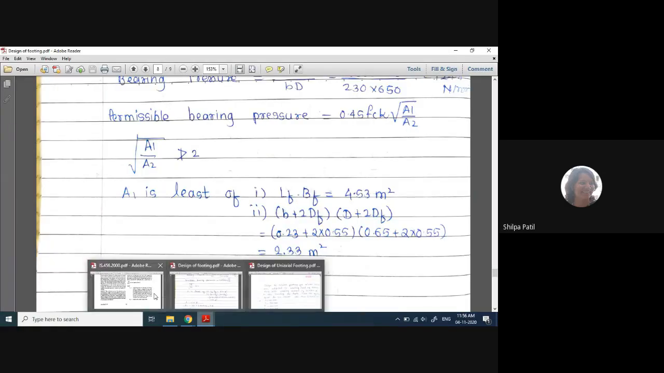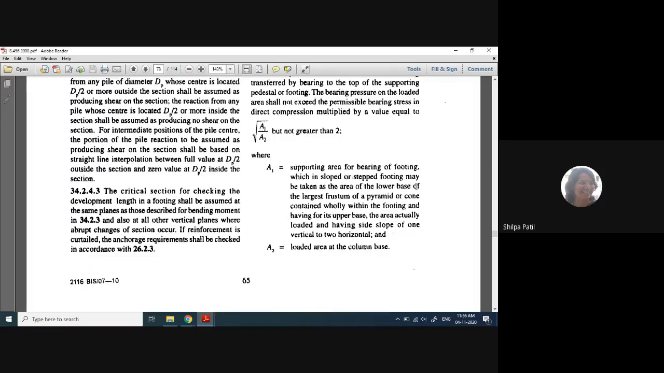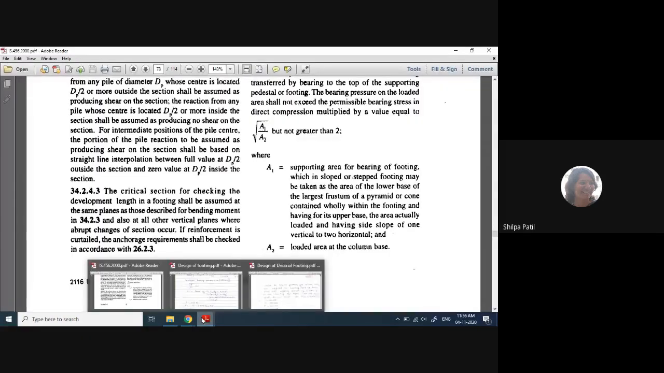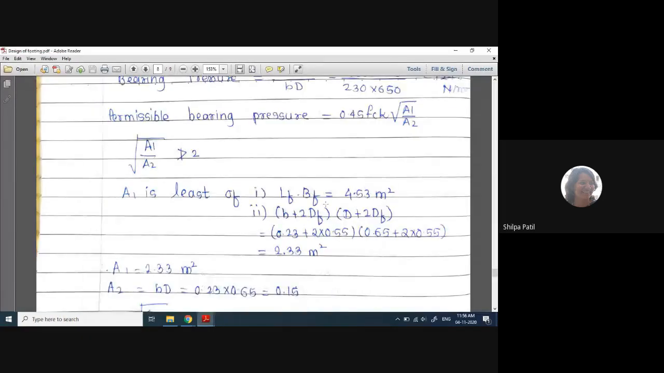I must read it in full now. Okay. May be taken as the area of the lower base of the largest frustum of pyramid or cone contained wholly within the footing and having for its upper base the area actually loaded and having side slope of 1 vertical to 2 horizontal. So this is having a slope of 1 vertical to 2 horizontal. Based on that, the criteria is coming like this. Okay, so 1 vertical, 2 horizontal.